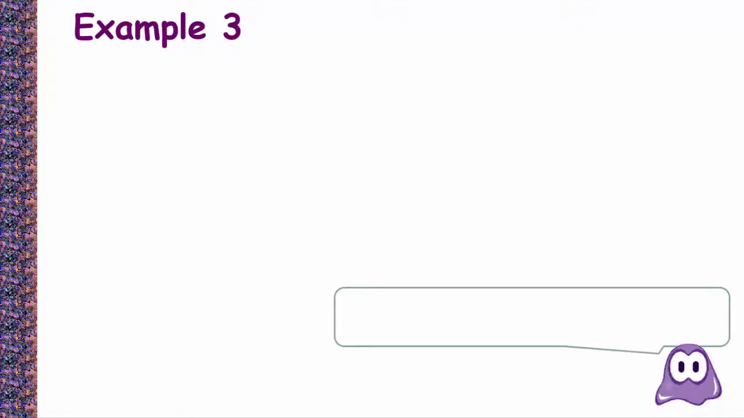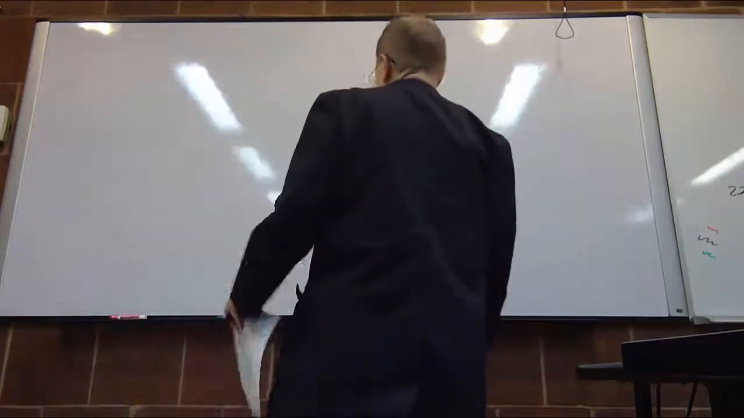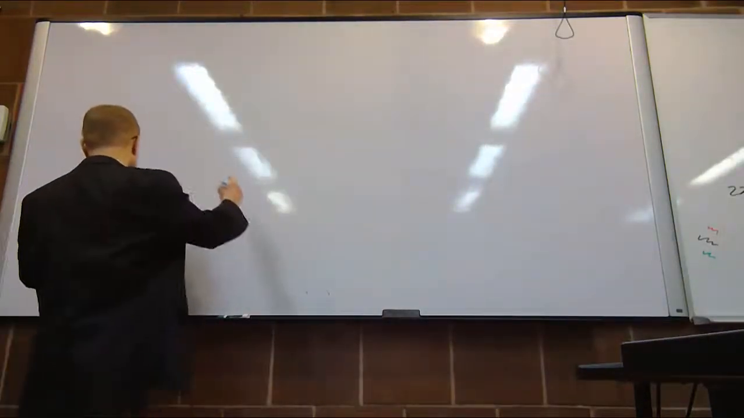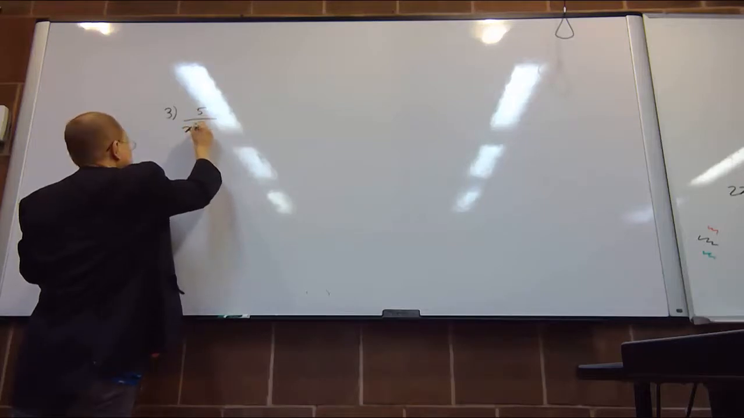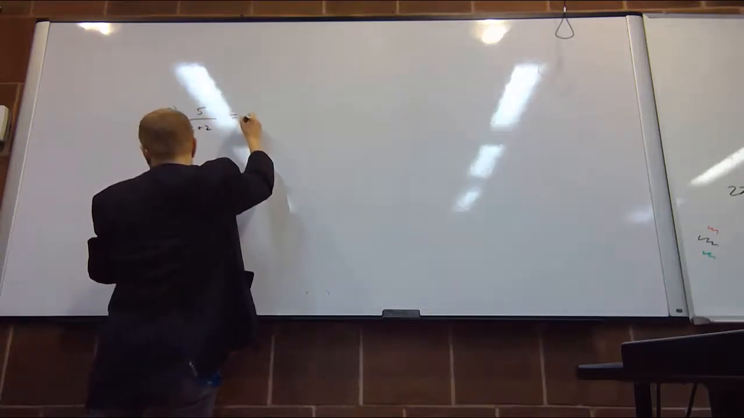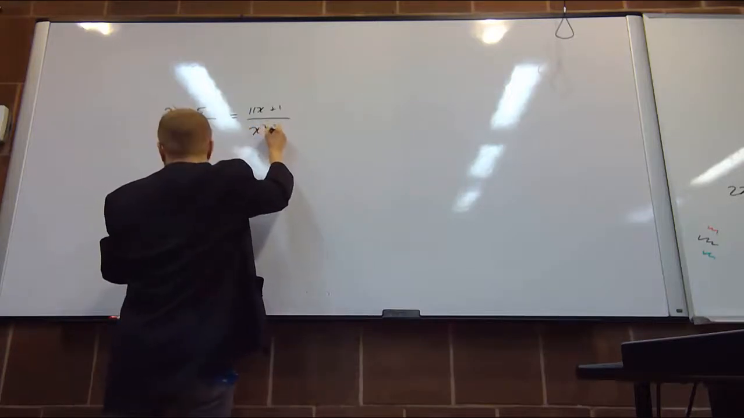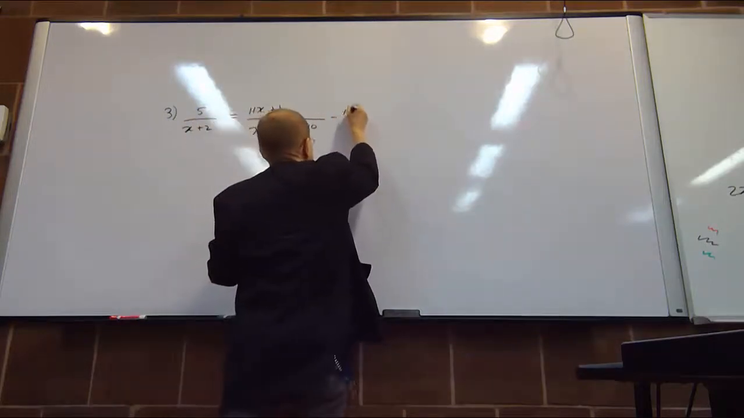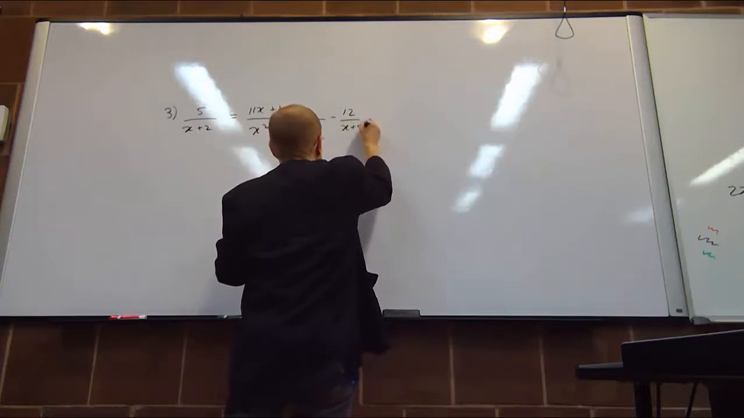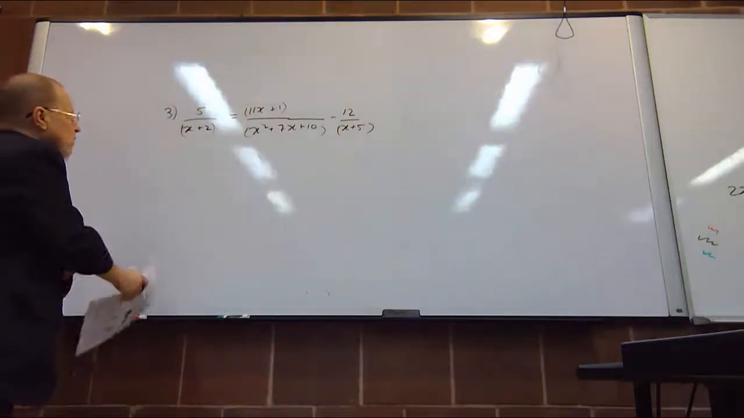In example number 3, we're asked to solve for x in this equation. So let us go to the whiteboard and work this one out. Now let's look at example number 3. So here we have 5 over x plus 2 is equal to 11x plus 1 divided by x squared plus 7x plus 10 minus 12x plus 5. So I'll just bracket things for neatness, just to know what I'm working with.